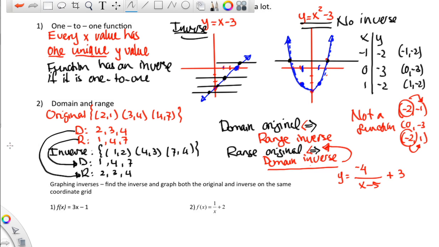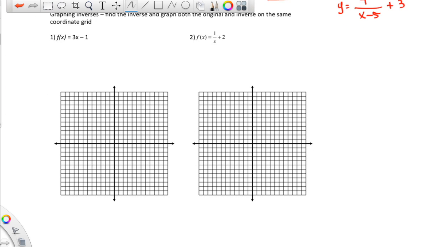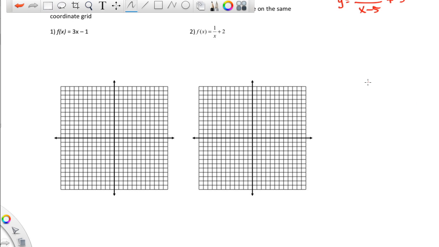Now that is something we're not really going to do this year, but it's something you should be aware of. Definitely this part: domain of the original is the range of the inverse, and the range of the original is the domain of the inverse. It literally has to do with what? You are swapping x and y, right? So if x is the domain and y is the range, when you swap them, you're swapping domains and ranges as well.